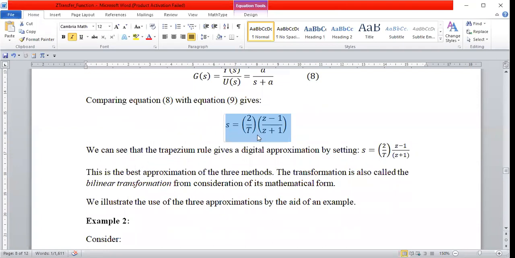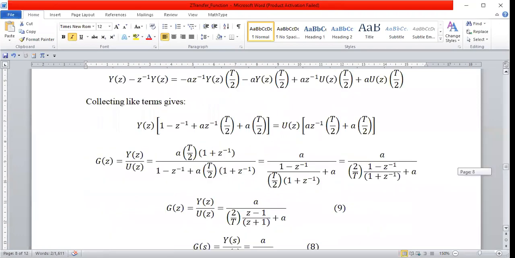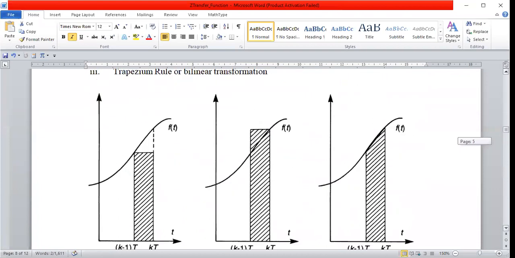And of all the three numerical methods, the forward, the backward, and the bilinear transformation, the best approximation is the trapezium rule or the bilinear transformation. The reason why it's the best is because it doesn't overestimate or underestimate. When we started, I said that this one underestimates because the area where my cursor is pointing is not covered. So it underestimates. This one overestimates because this part where my cursor is, is not part of the area under the curve. So it's overestimating.